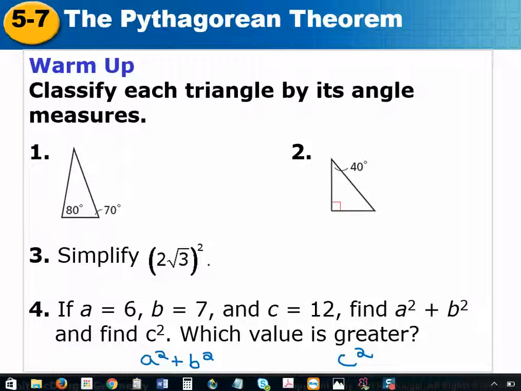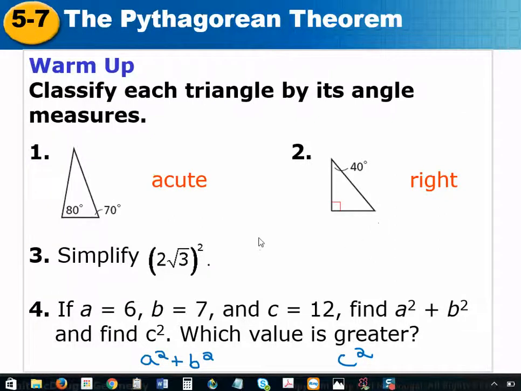If we are going to classify by its angle measurements, our choices are acute, right, or obtuse. So number 1, every angle is less than 90, so that's acute. And number 2 has one right angle, so that is a right triangle.